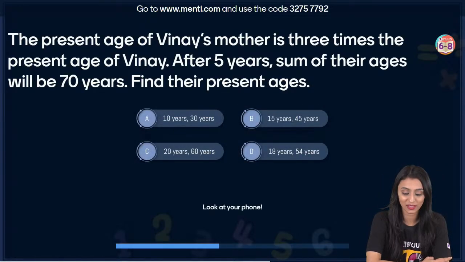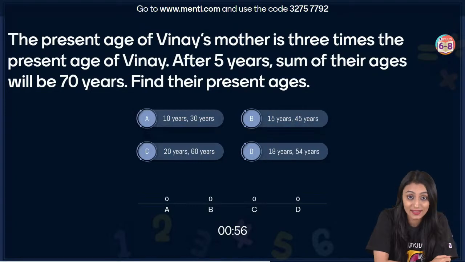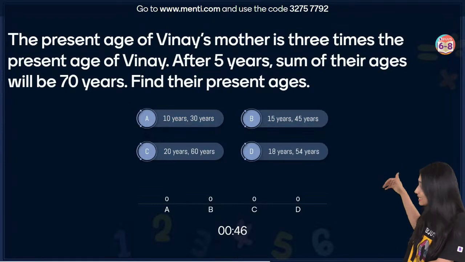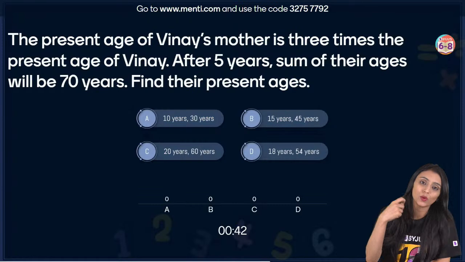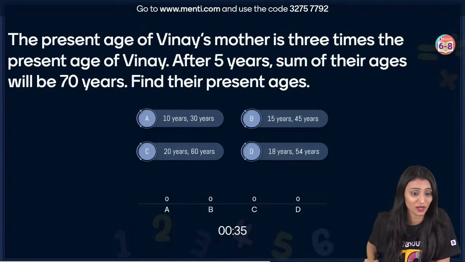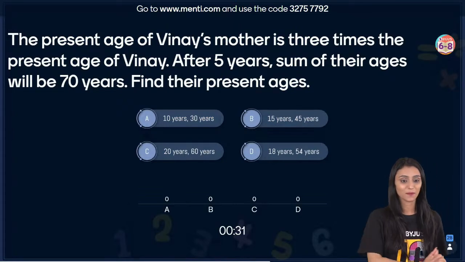The present age of Vinay's mother is 3 times the present age of Vinay. After 5 years, the sum of their ages will be 70 years. Find their present ages. I can say this is a difficult one. Here you might face some difficulty because the way the statement is given, it is itself confusing. So you might face difficulty converting that into a mathematical equation first. But some are saying it's very easy. Wow. Advika, Mayank, Pranjana, Adhiraj. You all are pretty fast, I must say.